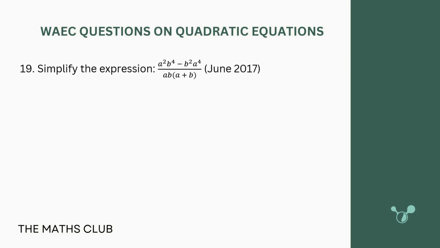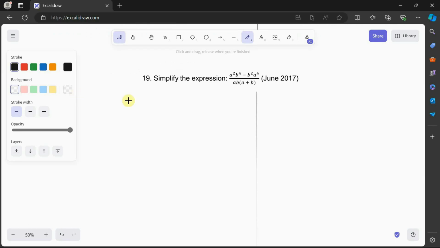Next one says that we should simplify the expression a squared b raised to the power of 4 minus b squared a raised to the power of 4 all over ab open brackets a plus b. Like I always say, when you see questions like this, the first thing that should come to your mind is difference of two squares. Assume that you've solved it, so let's solve it together. What is common in this one? A squared is common at the top, and then b squared is also common. So if I divide this by this, I'll be left with b squared, minus, if I divide this by this, I'll be left with a squared.